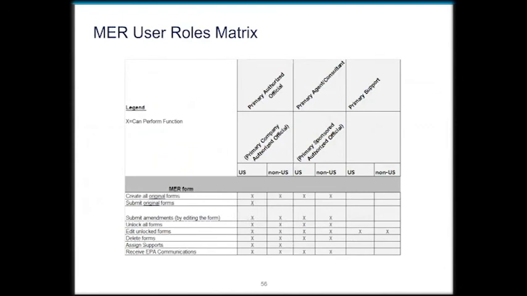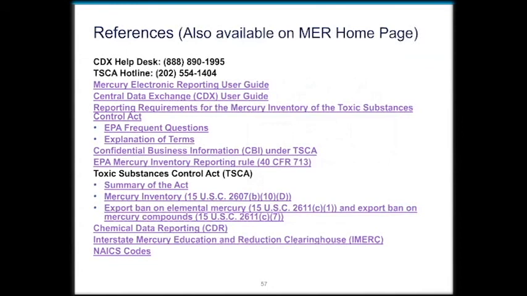Additional users can be added as supports to each form through the user management screen. This matrix, which can also be found in the Mercury Electronic Reporting User Guide, shows the actions that are available to users of each role for U.S. and non-U.S. submitters. For more information on how to add primary agent consultant or primary support users to your form, please consult the CDX User Guide. And that concludes the demo.